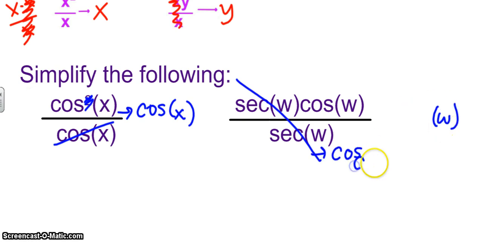Well, I don't know why that jumped. We'll just take it for what it is. Cosine of w. Smartboard's having issues.